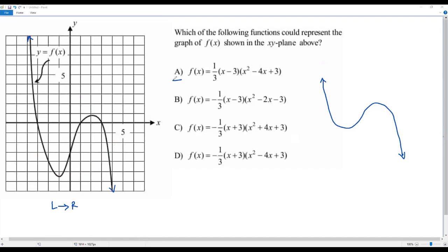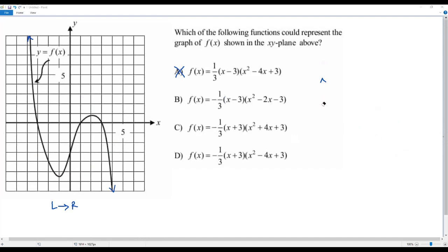When I consider answer choice A, the leading coefficient is 1/3. It's a positive value, so it's not possible. It has to be negative. So we can reject answer choice A. In the remaining three answer choices, the leading coefficient is negative, that is, negative 1/3. So one of these three answer choices must be correct.